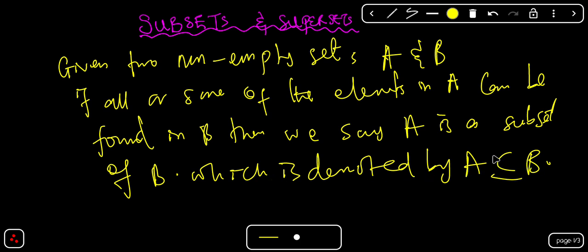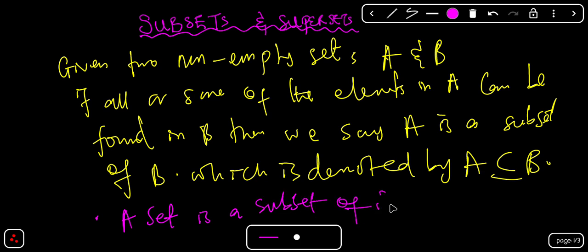Now, in this kind of subset, equality can hold. Are we together? Equality can hold. Now, let me give you an example. Before I give you this example, I would like to remind us that a set is a subset of itself. Take note.